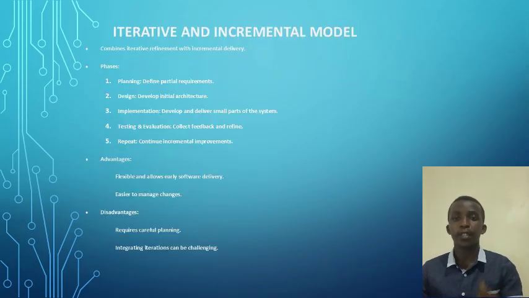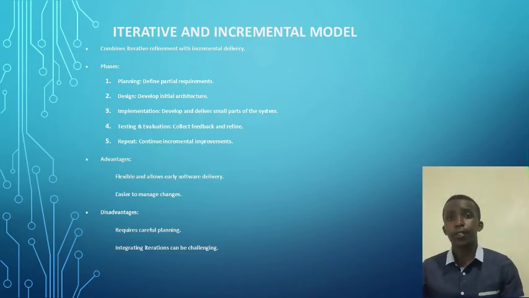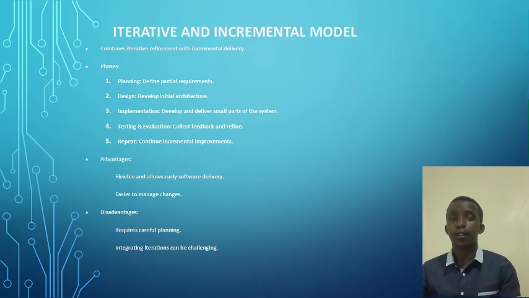On the fifth, we have the iterative and incremental model. This model combines aspects of both iterative and incremental development. Here, instead of delivering the complete system in one go, small portions of the functionalities are developed and improved over multiple cycles. The phases of this model are planning, design, implementation, testing, and evaluation.